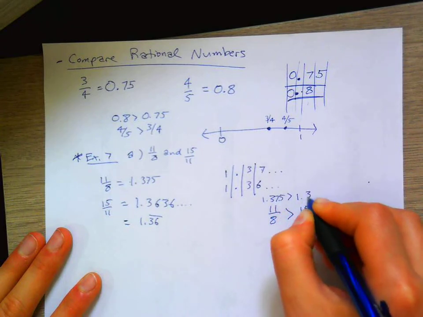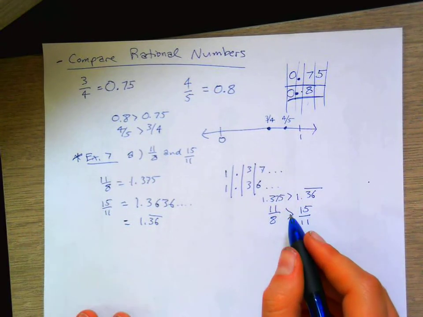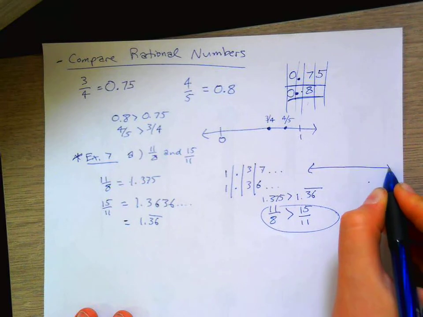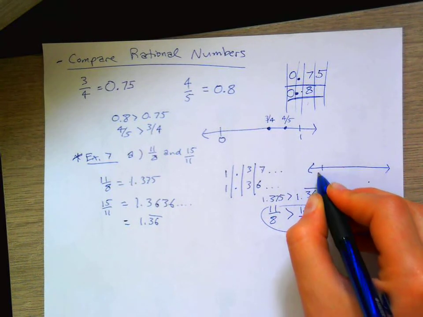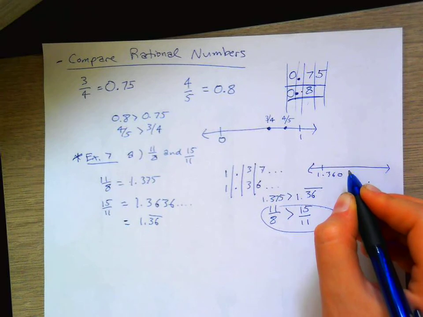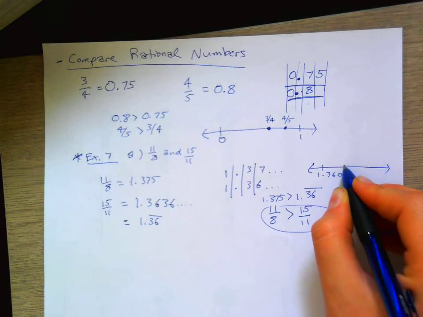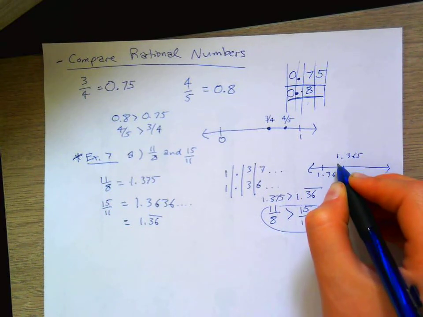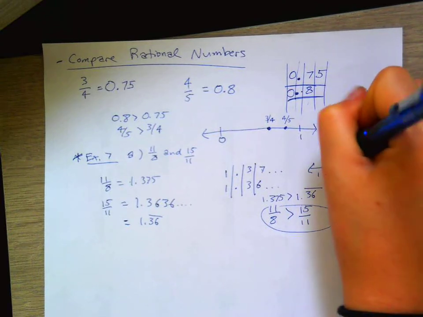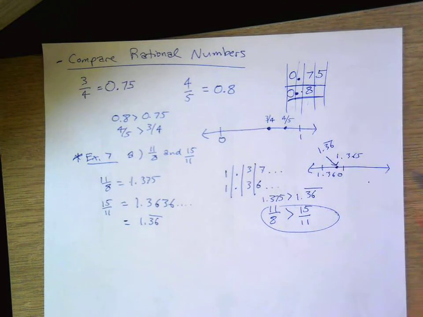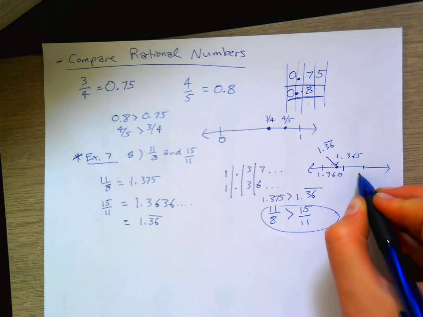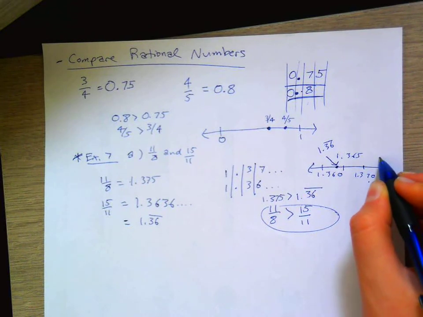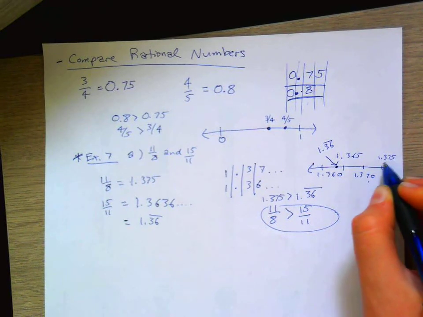If you would like to write this on a number line, we can see if 1.360 is here and 1.365 is here, you find 1.36 repeating somewhere about there. Okay, here is 1.370 and 1.375 is right here, which also happens to be the number we were looking for. Okay, let's try B.